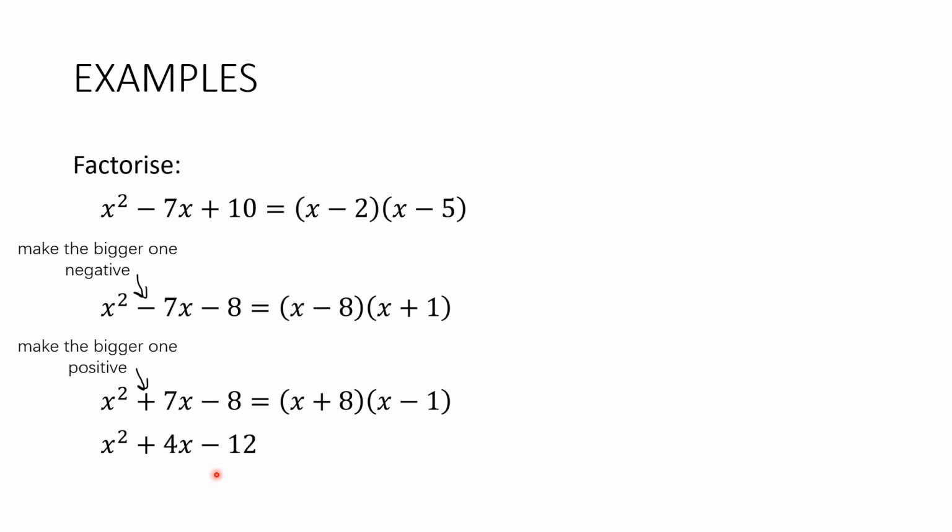And then finally this one, signs are different. We want factors of 12 that have a difference of 4, that's 6 and 2. We want the bigger one to be positive. So there's our answer.